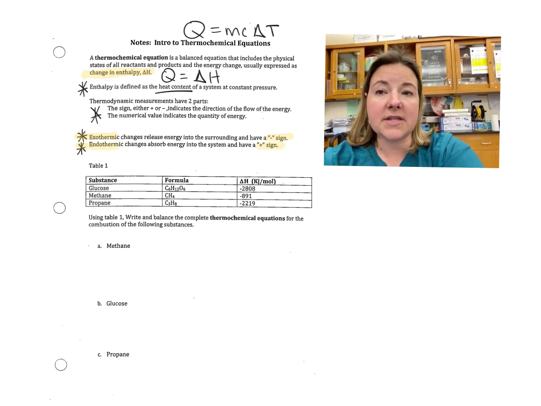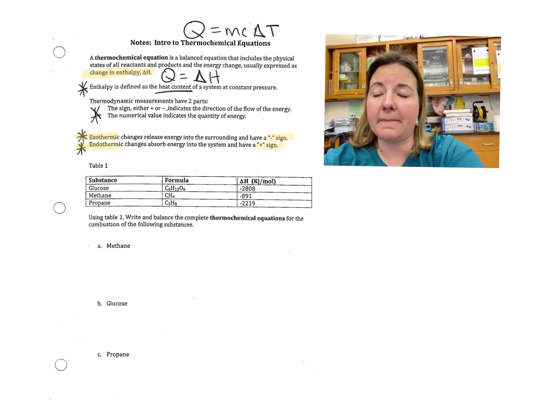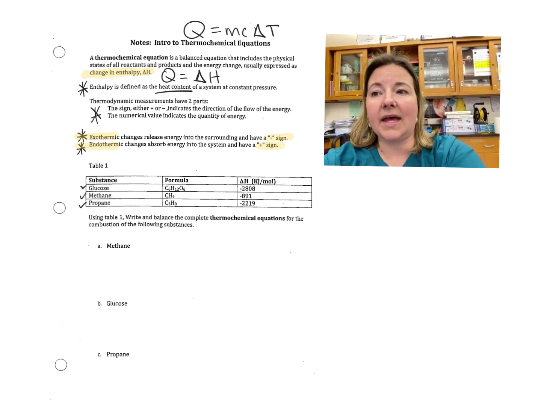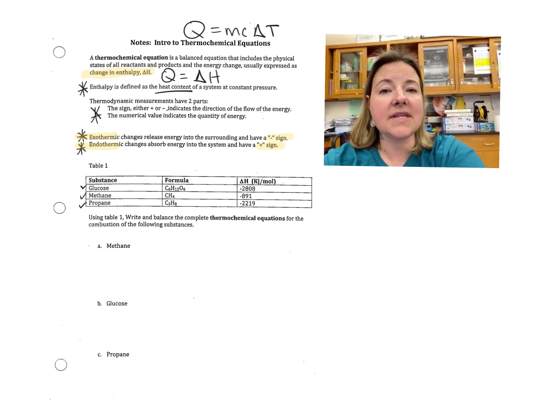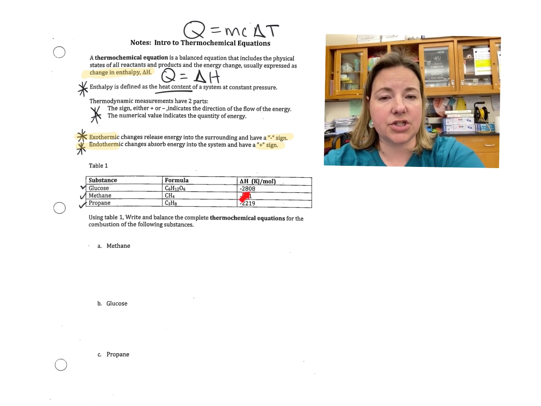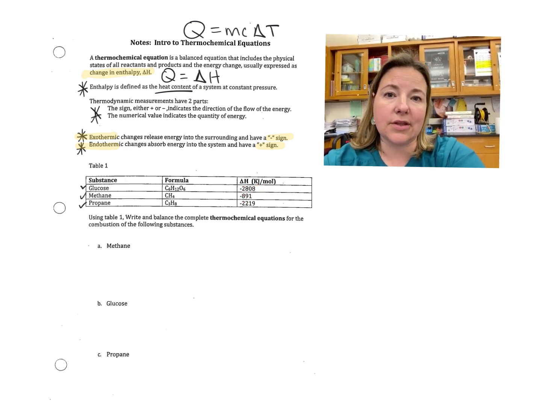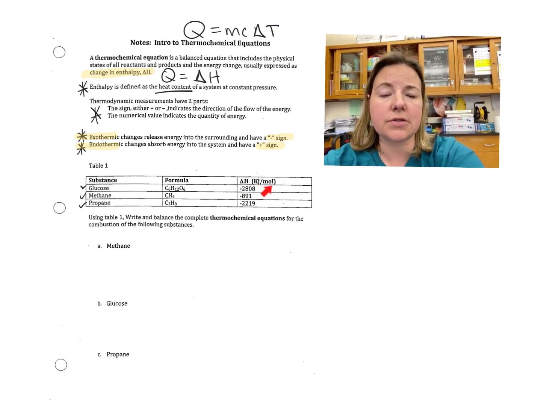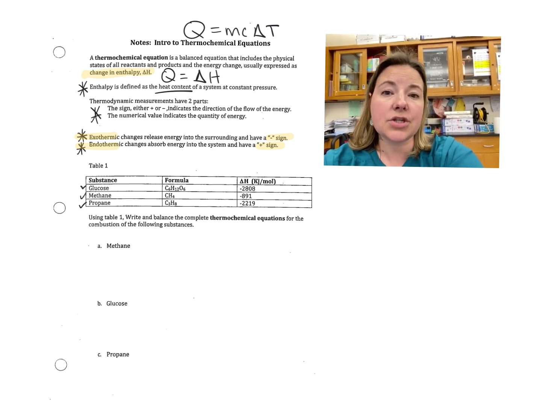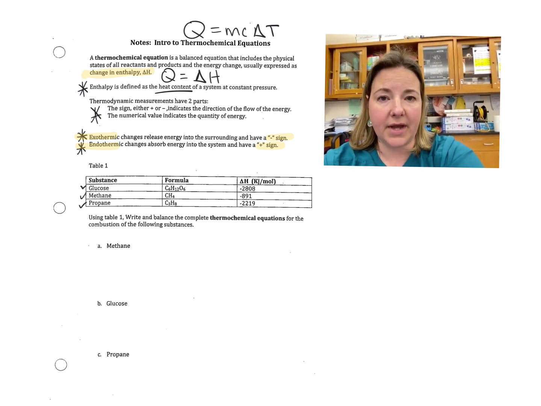So we have three substances here. We have glucose, methane, and propane, and we can see their formulas, and then we see the enthalpy, the delta H, and it gives us a specific unit. The unit it gives us is kilojoules per mole. So what that actually means is that in this chemical reaction, for every mole, we are going to get that many kilojoules that are going to react.